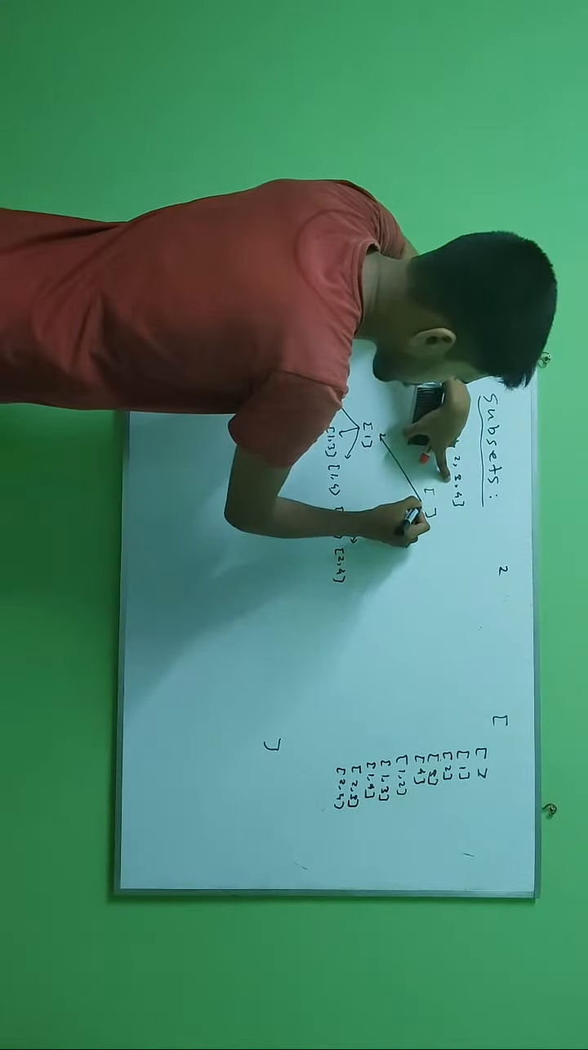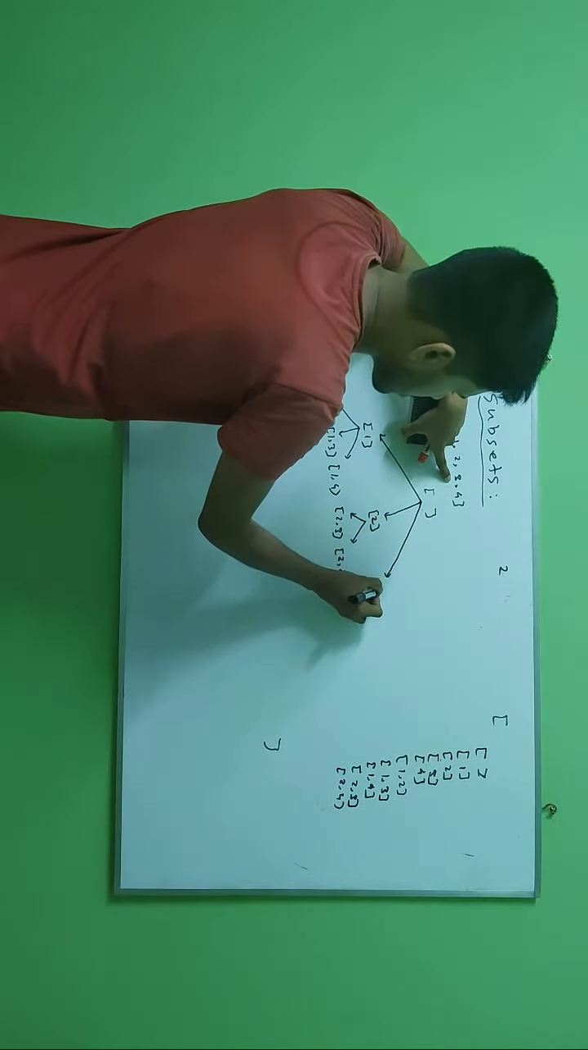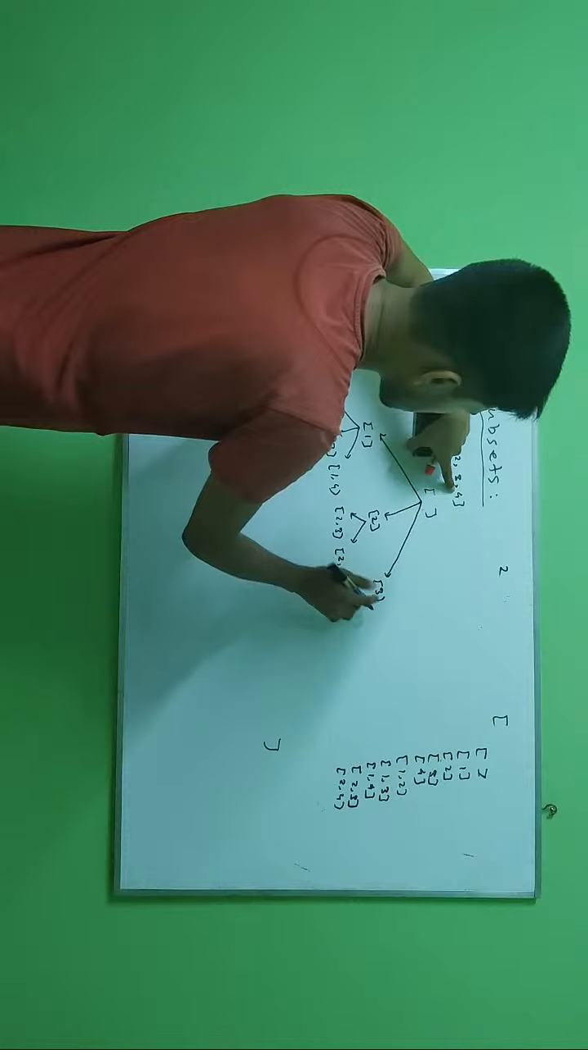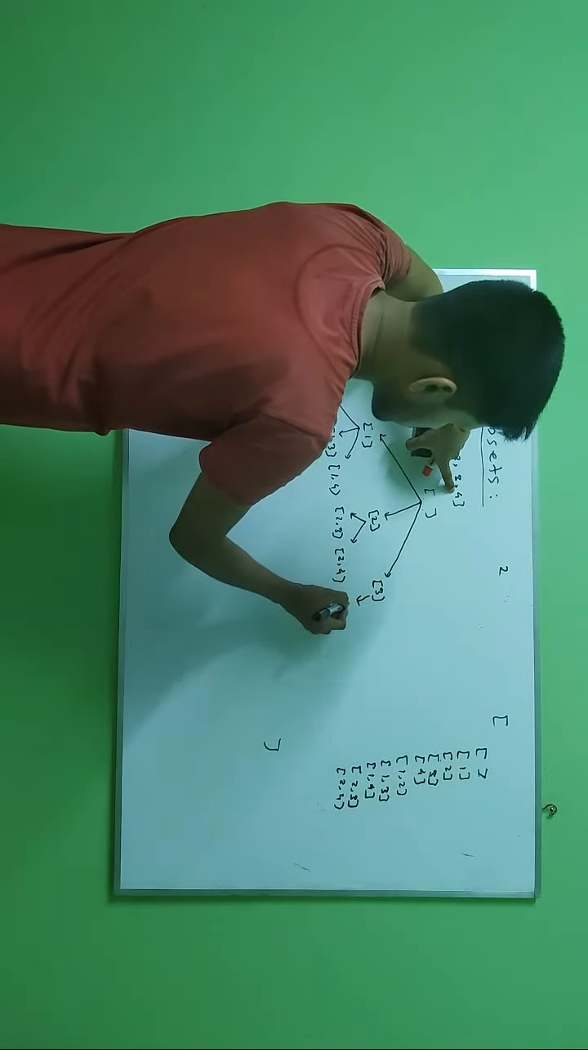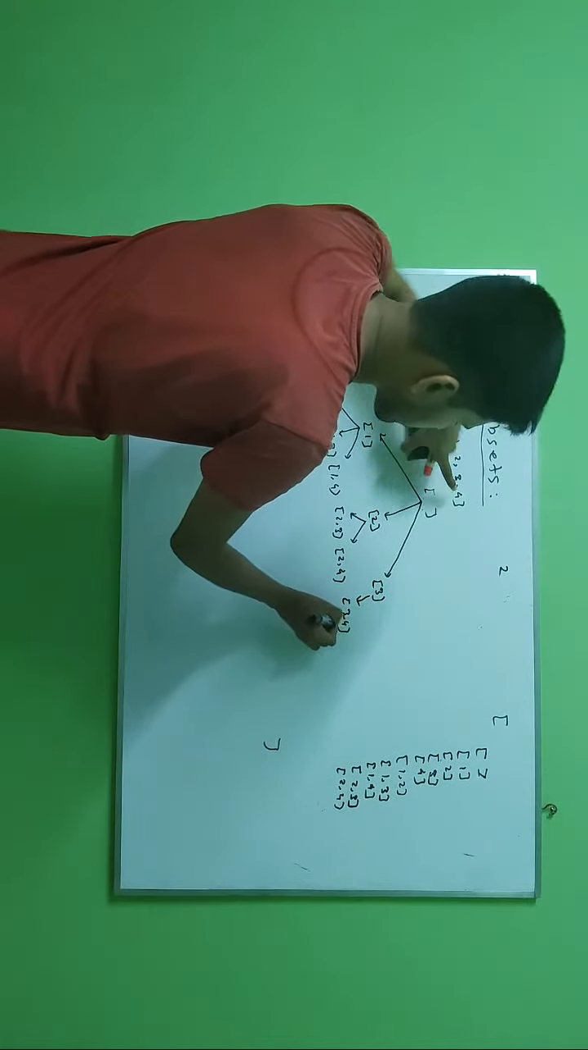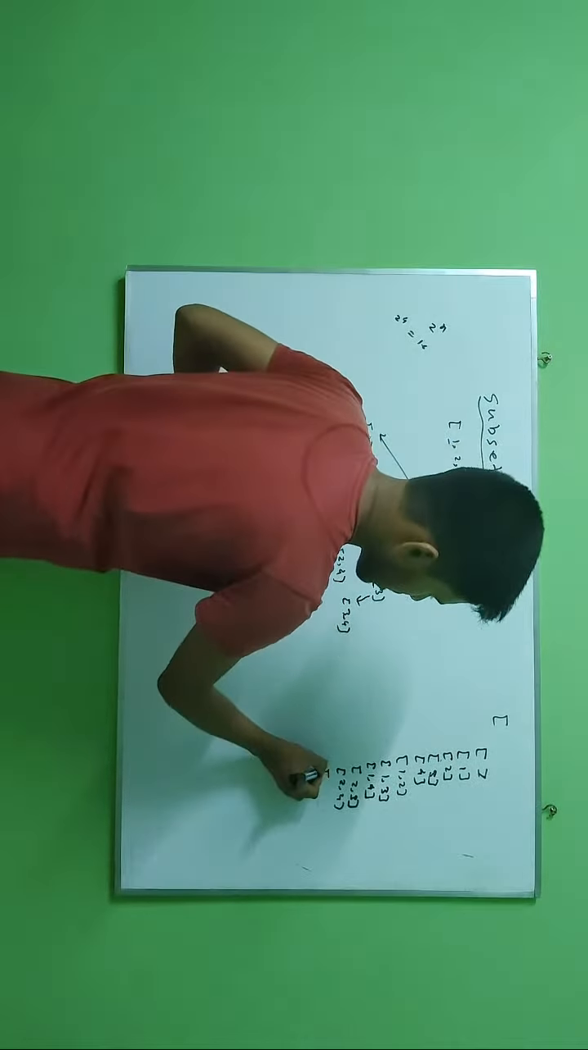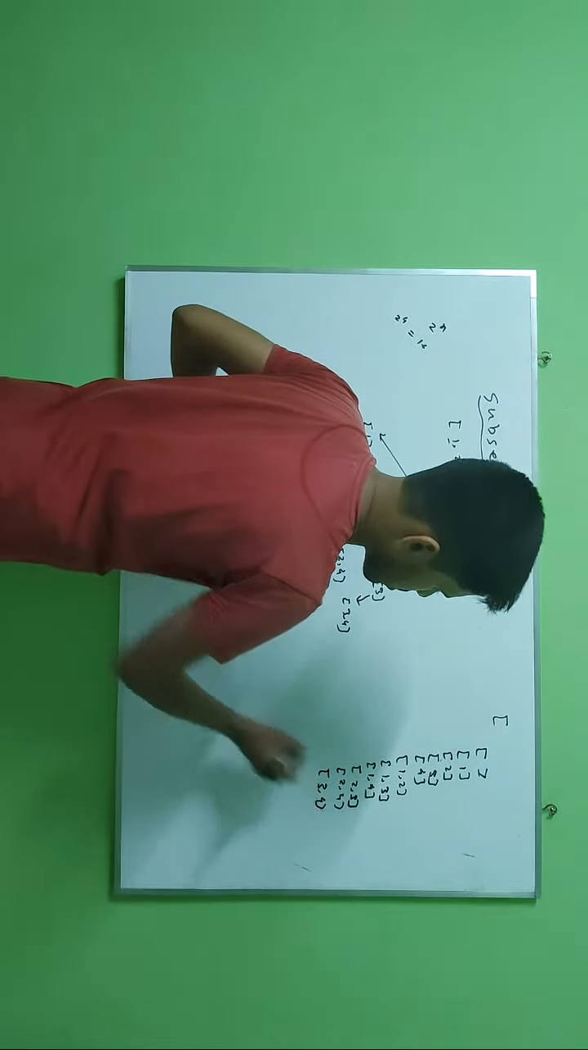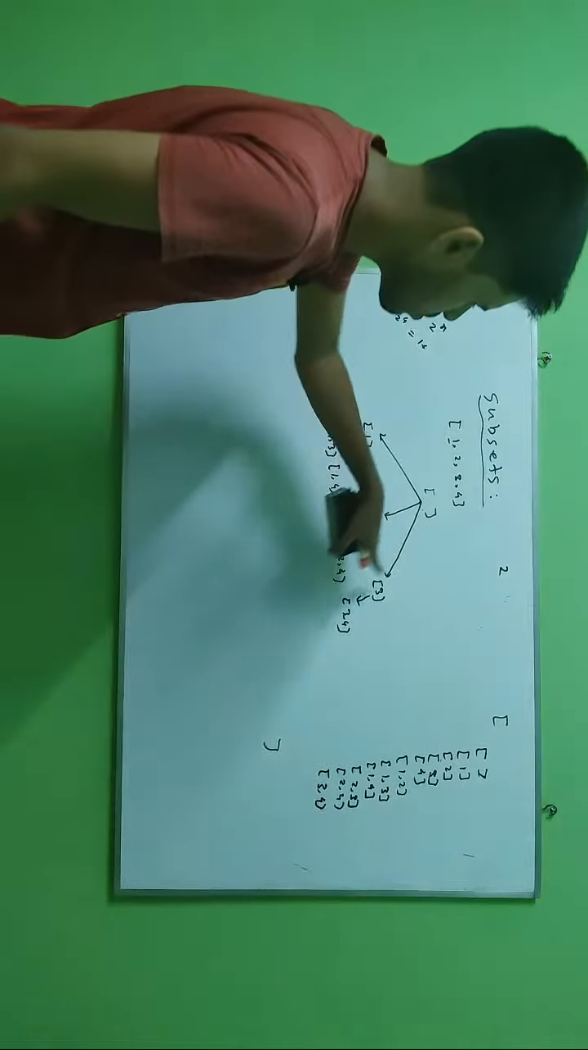Now let's place here 3. If we place here 3, we have length 1. Here we can place only 4. So let's place here 4. We have 3, 4. Length is 2. So let's add here 3, 4. Okay, now let's remove 4.